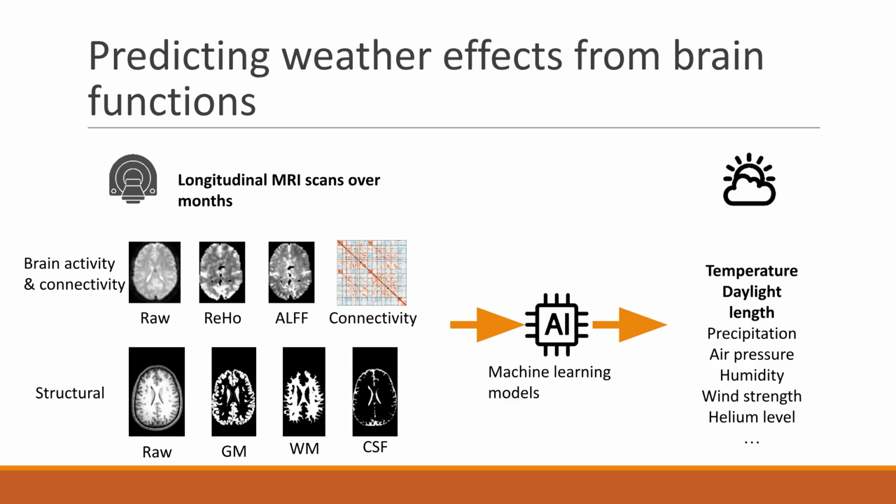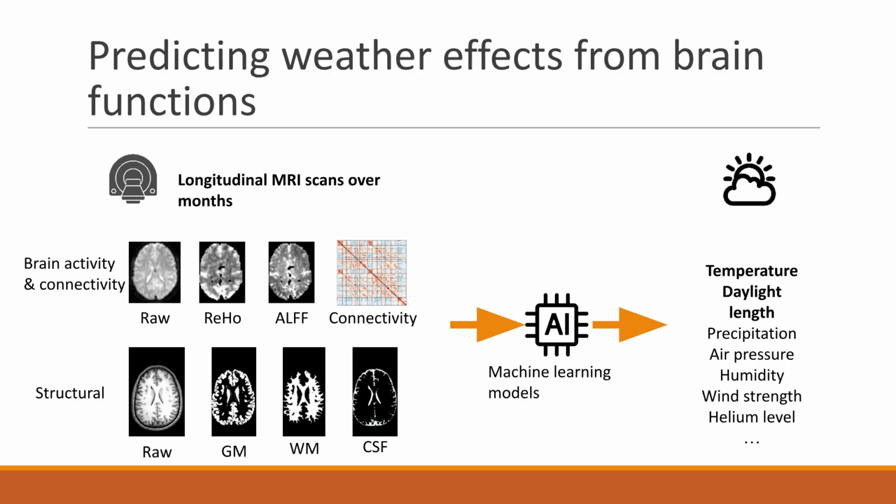To really understand what's happening, we have to look at the brain. If environmental factors are affecting our cognition, those effects must be mediated by the brain. We turned to MRI, scanning the same individuals over a long period of time. We used various functional measures to indicate brain activity, such as REHO, ALFF, and functional connectivity matrices, and paired them with weather parameters like temperature and daylight length.